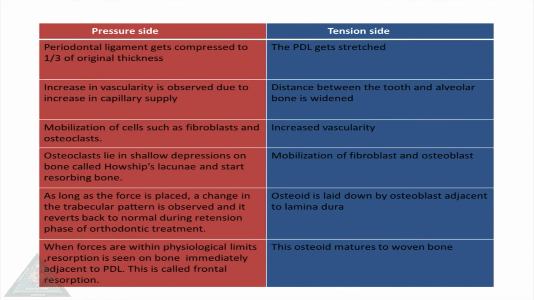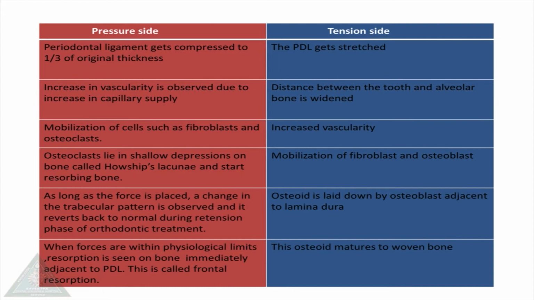The various changes that take place in the pressure side and tension side are as follows. On the pressure side, the periodontal ligament gets compressed to 1/3 of the original thickness. There is an increase in vascularity due to capillary supply. Mobilization of cells such as fibroblasts and osteoclasts takes place. Osteoclasts lie in shallow depressions along the bone called Howship's lacunae and start resorbing bone.